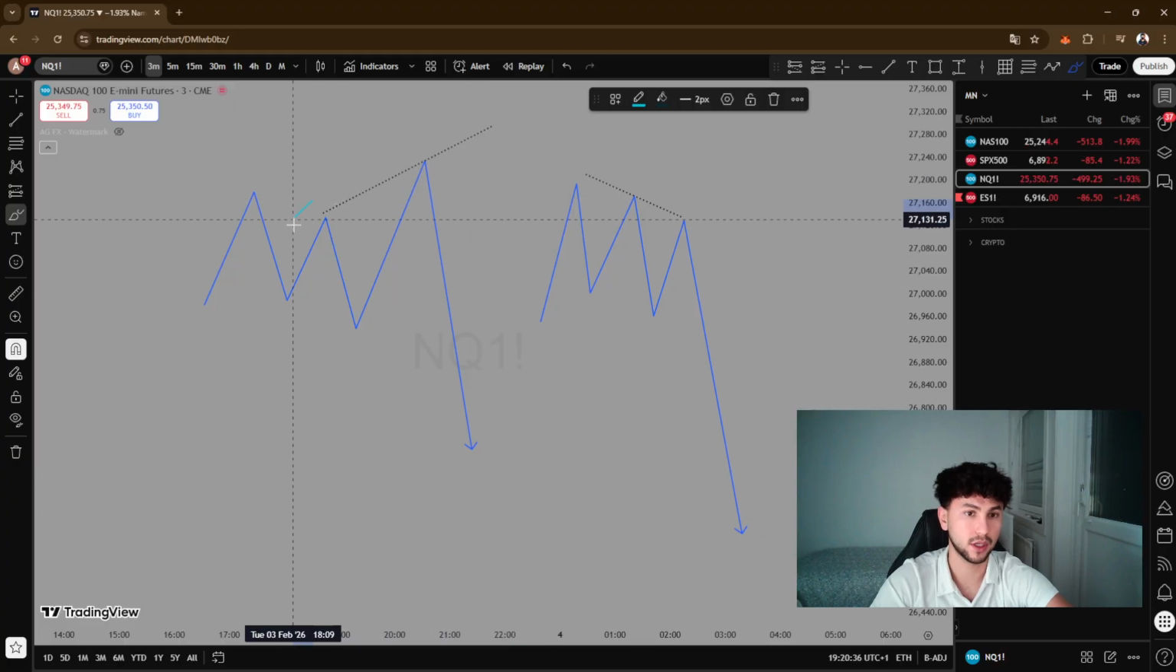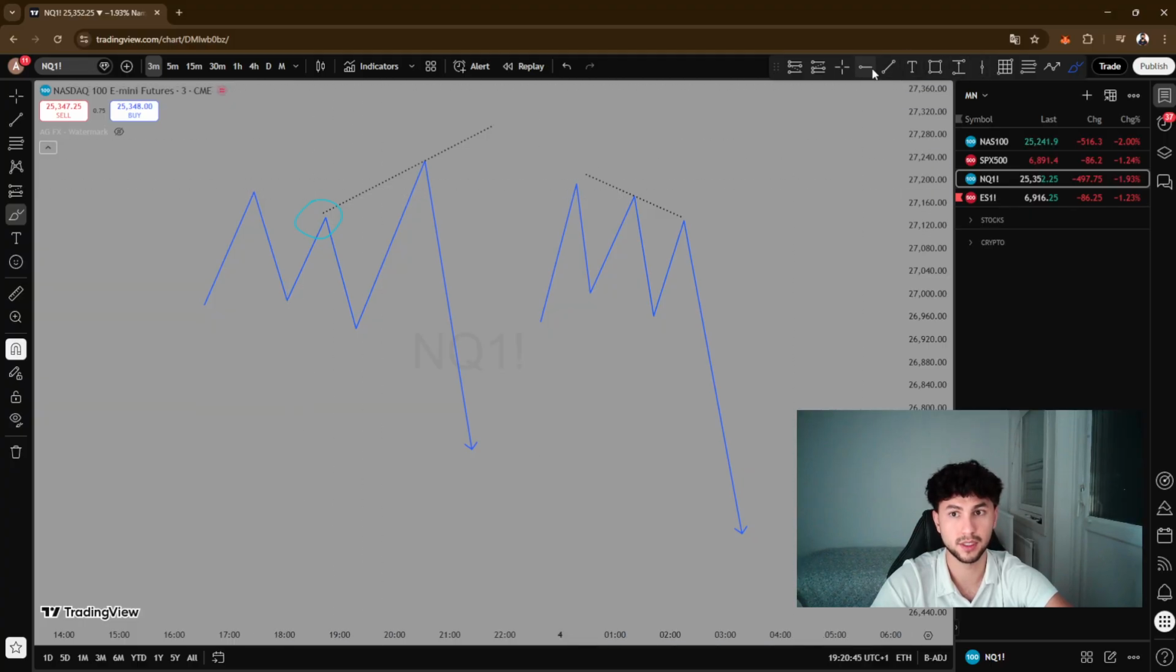On NQ, we closed above this high, we took out this high, while ES failed to take out this high, okay? It's just the same thing as I showed you guys. That's going to be a bearish SMT at that point. So this could be the other way around.